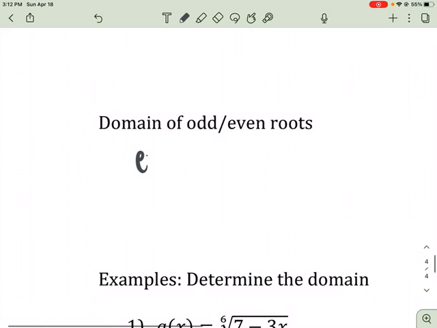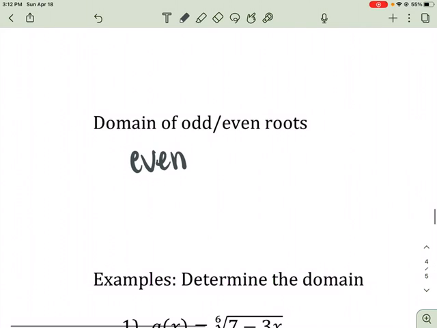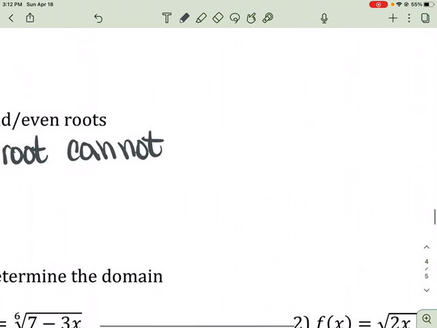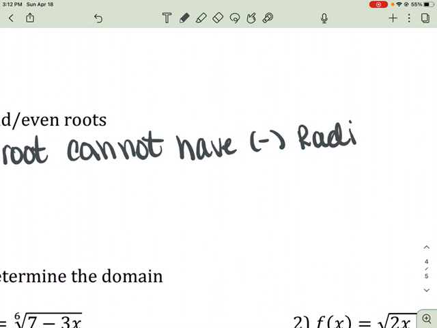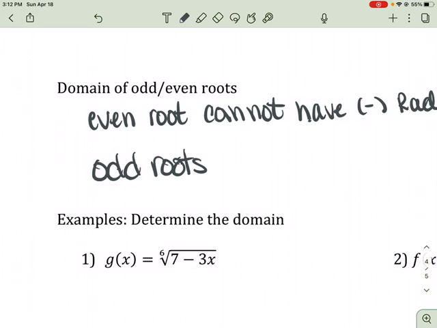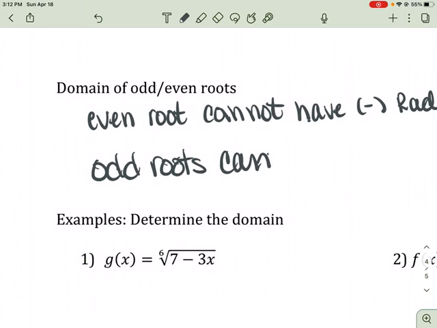Okay, so domain of odd and even roots. What we need to remember is that even roots cannot have a negative radicand. Remember, that's the number underneath. Okay. And odd roots can. So odd roots can have both positive and negative.